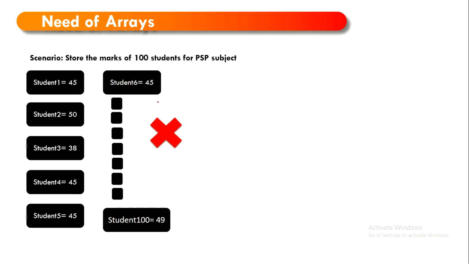Even if you declare 100 different variables, the program still executes. But it is practically not correct to do it this way. So the solution to this kind of problem is an array. You can have one single variable and say that this variable is going to have 100 values in it. So we have declared a variable called students marks. This is our array and it is of type integer.